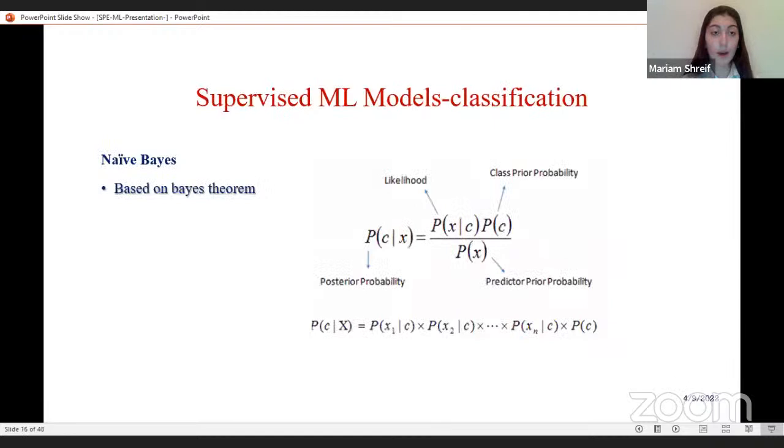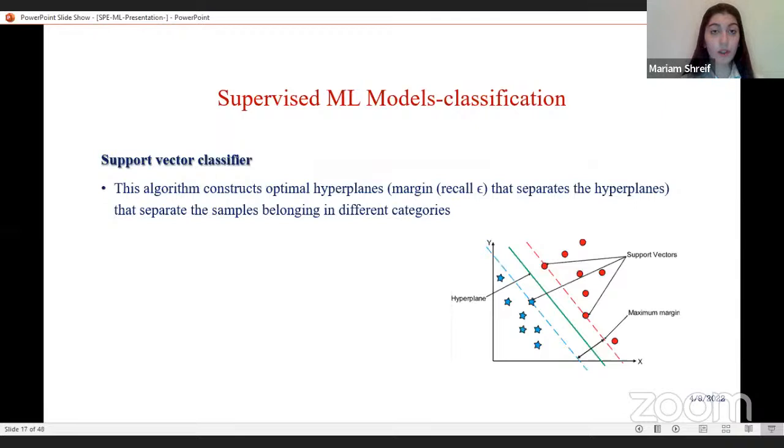And the naive Bayes follows the Bayes theorem, so a conditional probability. And we have also the support vector classifier. So this algorithm constructs optimal hyperplanes that separate the samples belonging to different categories. And we have a certain margin of error that separates the two hyperplanes.